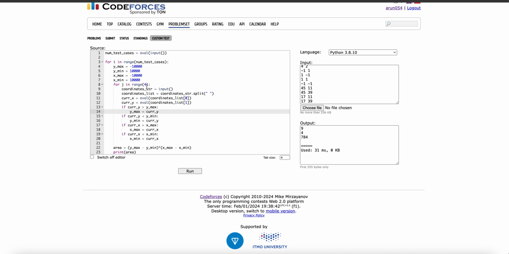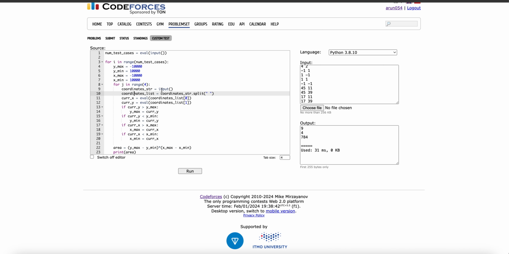Okay. So there might be one question here. This is just boilerplate. We're just taking the input values, and then for each test case we're initializing the coordinates, and then for each corner, there will be 4 corners, right? For each corner we're getting the max and min values of x and y and updating accordingly.